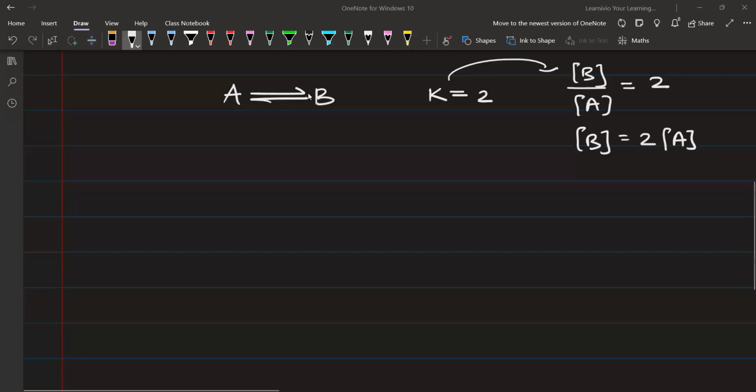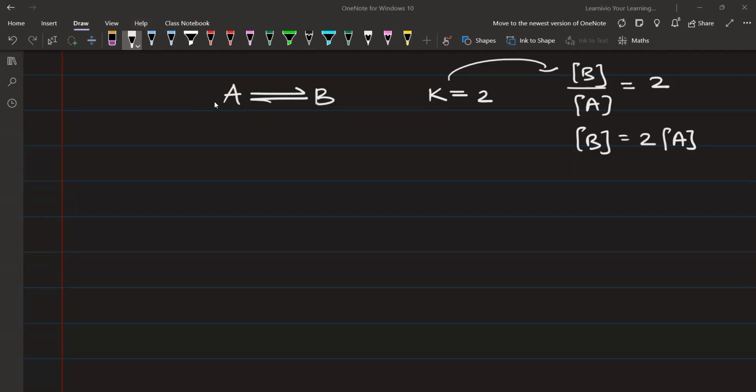Does this make sense? Yes or no? Please tell me. What is the meaning of K is equal to 2? It means the concentration of product upon the concentration of reactant is equal to 2. Now, this tells me when the equilibrium will be achieved. The equilibrium will be achieved when the concentration of B is twice the concentration of A.